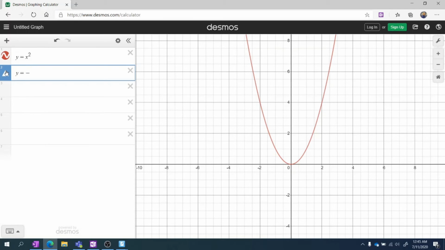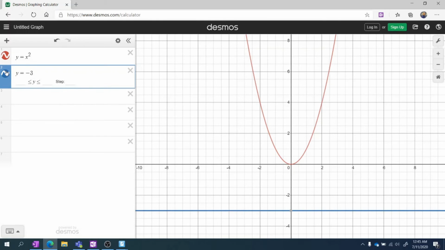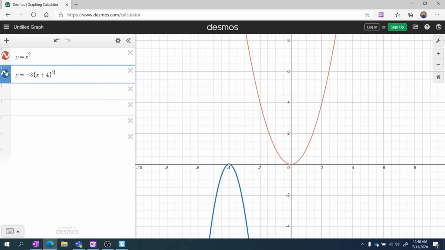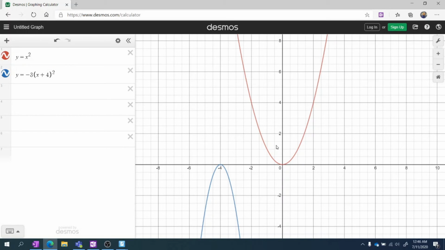I'm going to put a negative there, I'm going to put a 3 there, I'm going to put a bracket, x, let's put plus 4, squared to make it a quadratic. So right away you can see 3 things have happened. Number 1, the negative made it open down. The 3 made this narrower compared to this one. And the plus 4 has moved the vertex 4 units to the left.